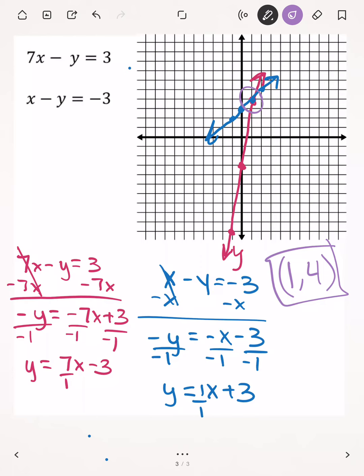So this is a video for solving systems by graphing. I also sent out the notes if you need to write them down as well.